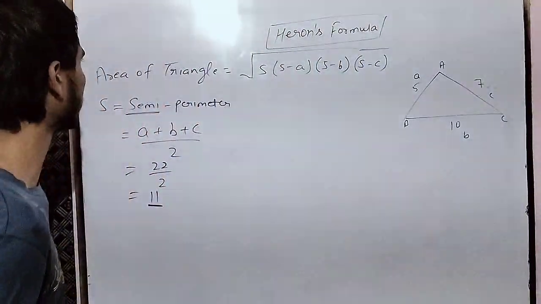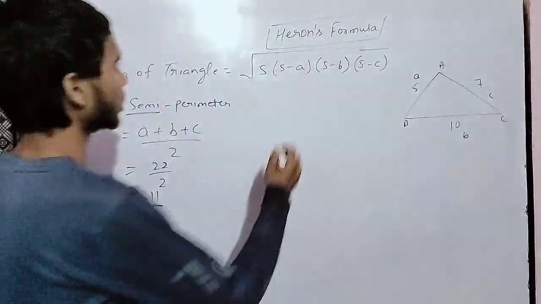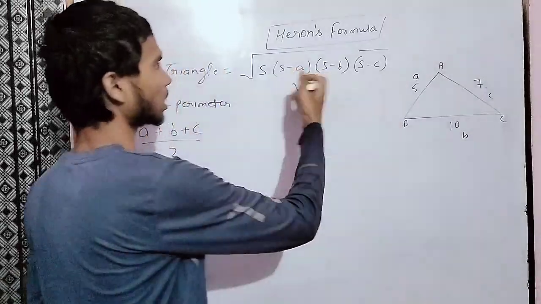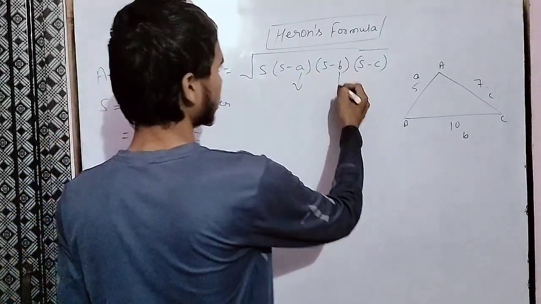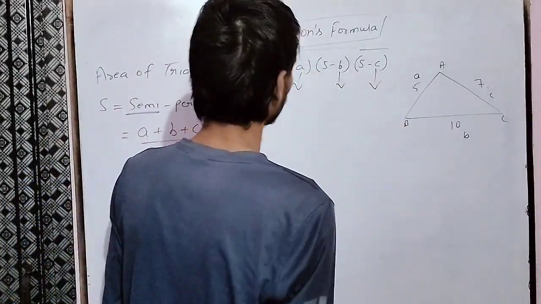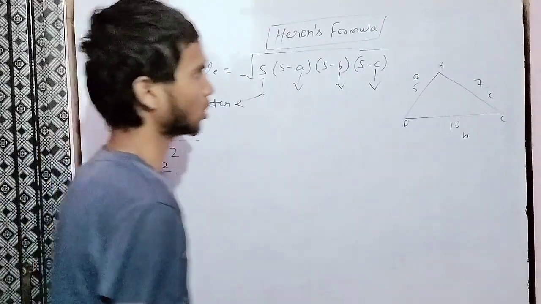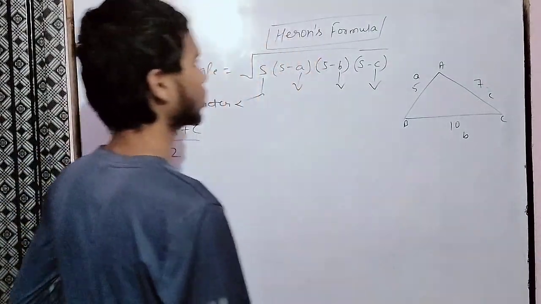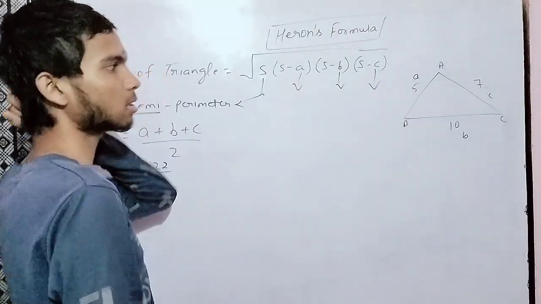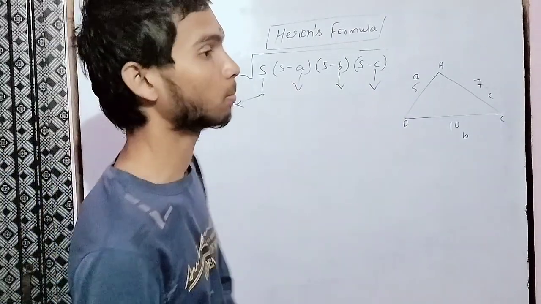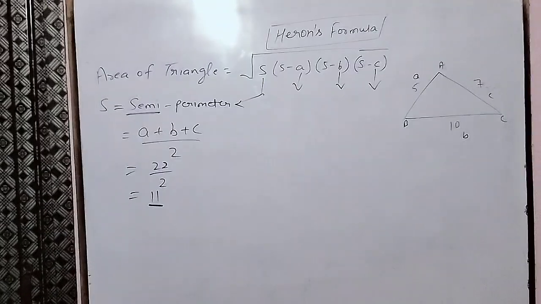Now what about A? A is nothing but a side of this triangle. B is also a side. C is also a side. S is the semi perimeter. So the measure of A can be something else, the measure of B will be something else, and the measure of C will be something else.